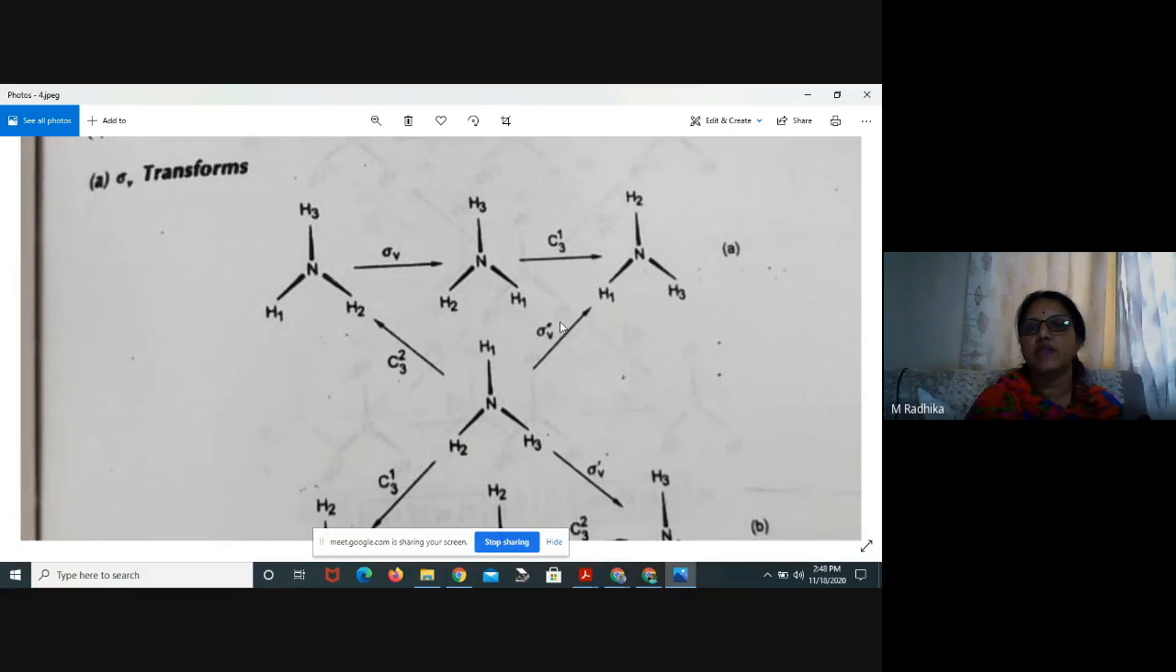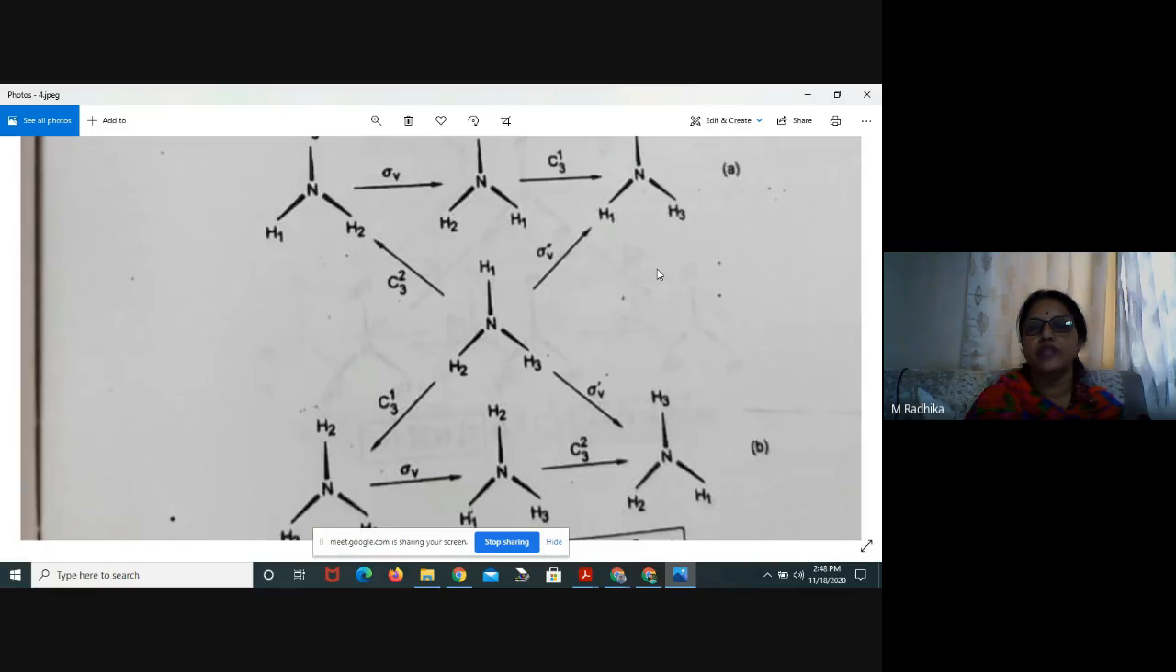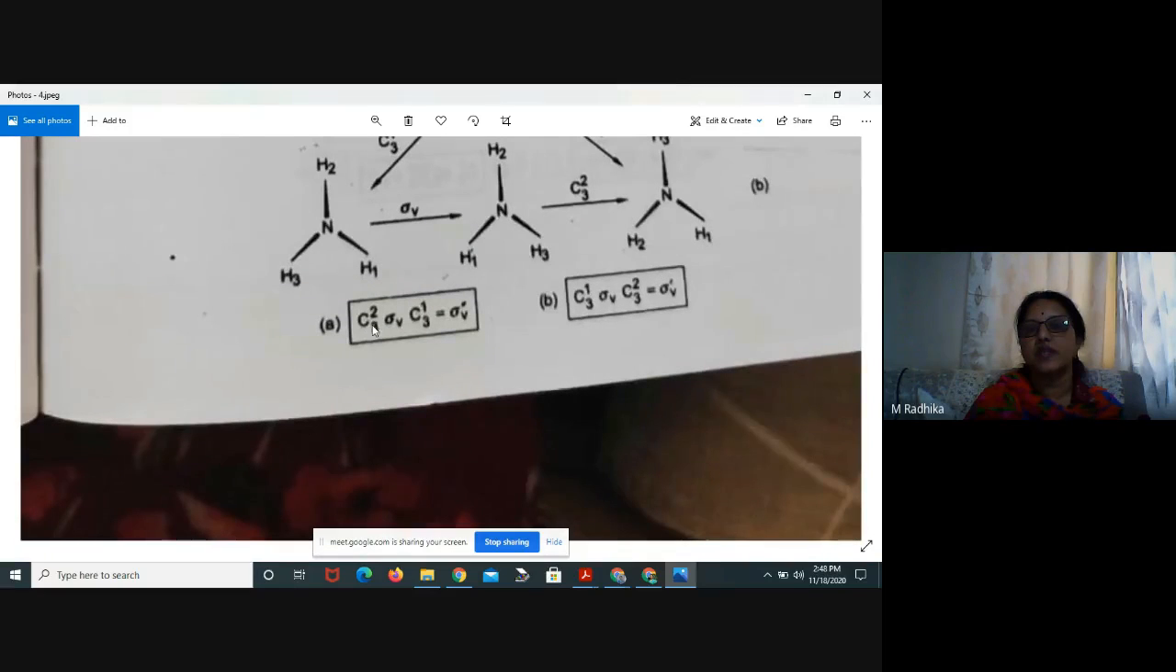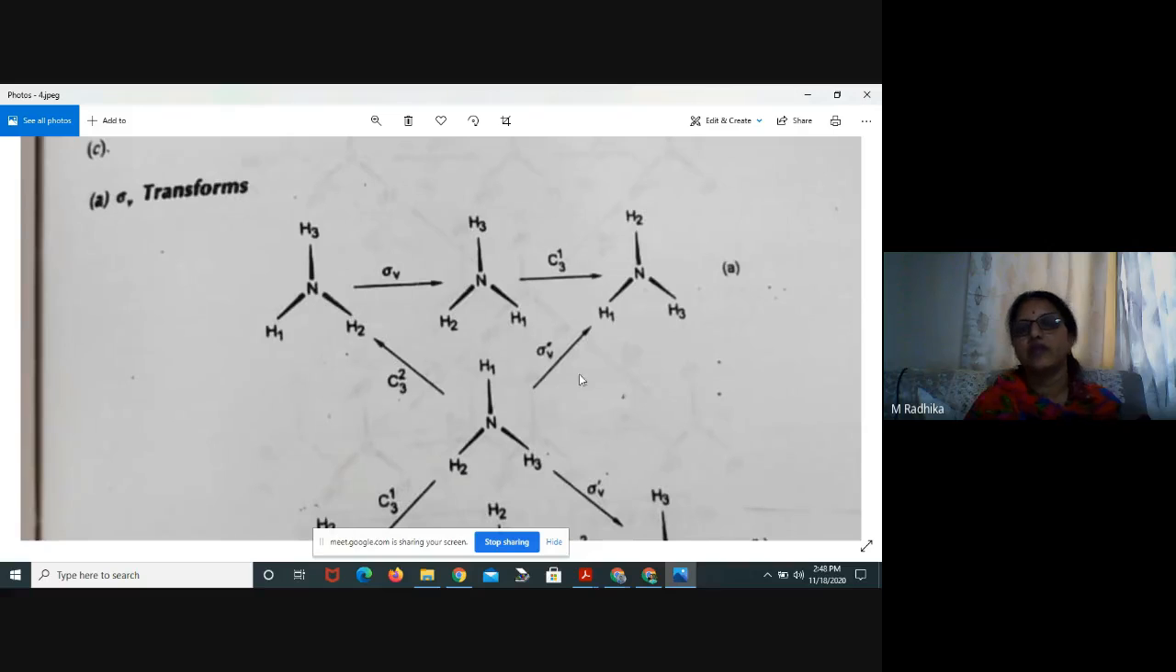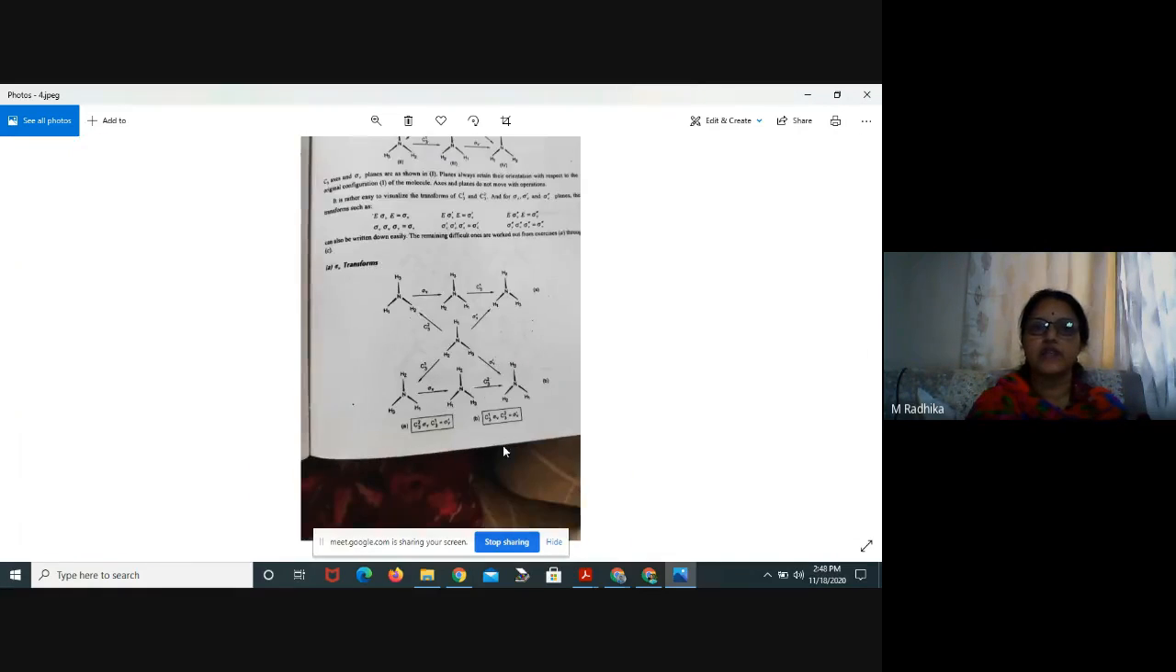If I do sigma v prime, that is along H2, sorry, sigma v double prime, that is along H3, these two are reflected. So I'm getting the same thing. So what is this combination? The combination C32 sigma v C31 is giving me sigma v double prime. Do you all agree? The same thing is being shown here. You can also work out and see, you will get the same answer. These are the sigma v transformations that have been given in detail in the textbook.